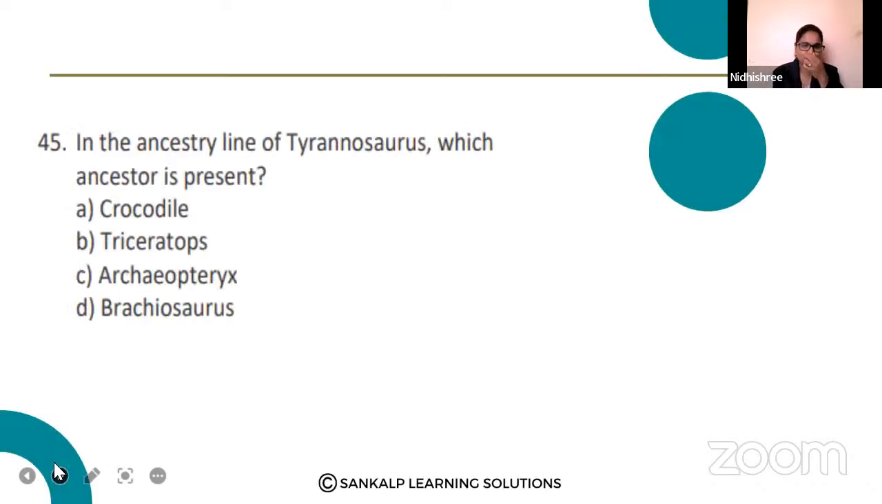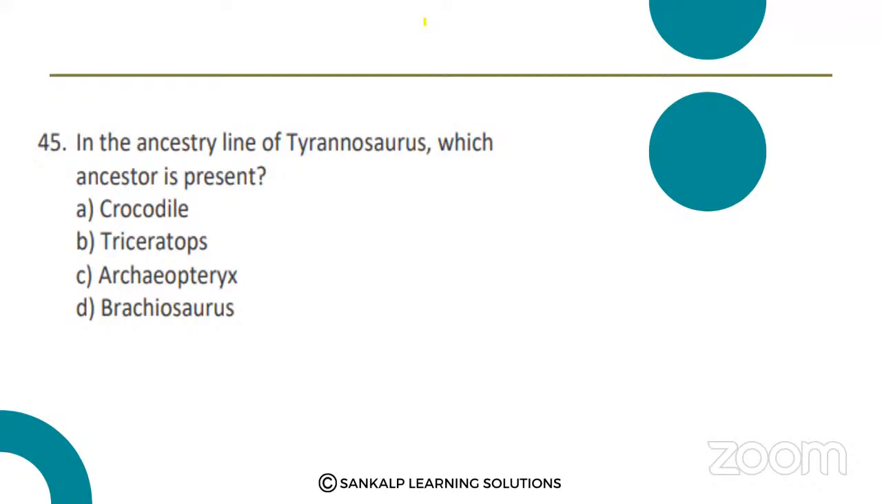In the ancestry line of Tyrannosaurus, which ancestor is present? Crocodile, Triceratops, Archaeopteryx, Brachiosaurus. Soundarya and Deepti voted for option B. Option A, ma'am. Lohit, option A. B, ma'am.